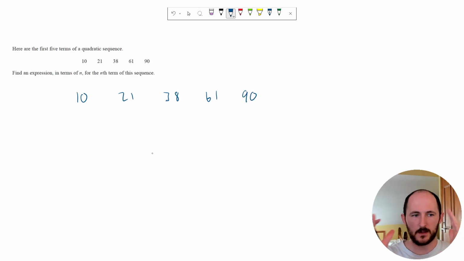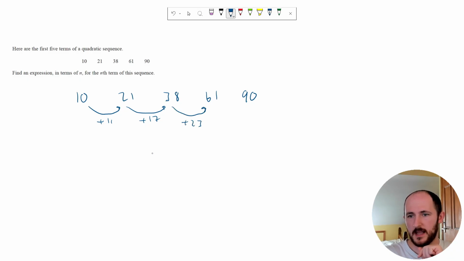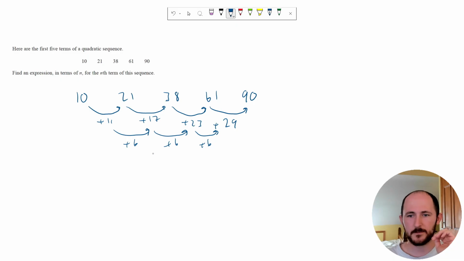So when I write out the sequence, what was the first thing I did? I found the difference between these. So that goes up by 11, that goes up by 17, that goes up by 23, that goes up by 29. And then we find the common difference between that. So that's 6, and it should be the same. If it's not the same, it means it's not a quadratic sequence. So perhaps you've done something slightly wrong.